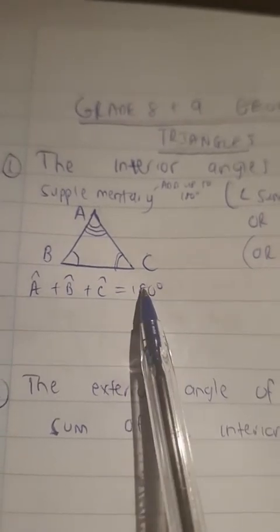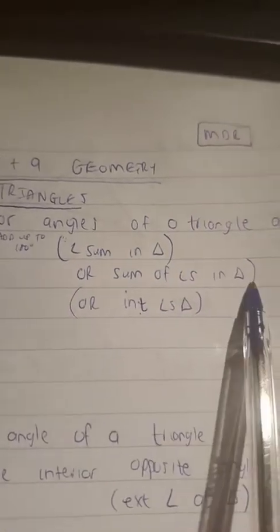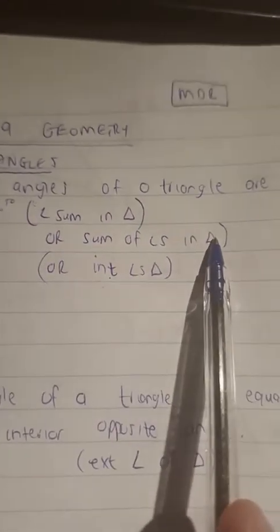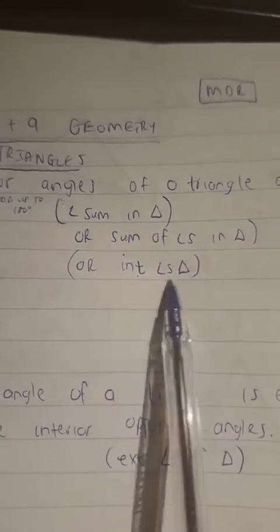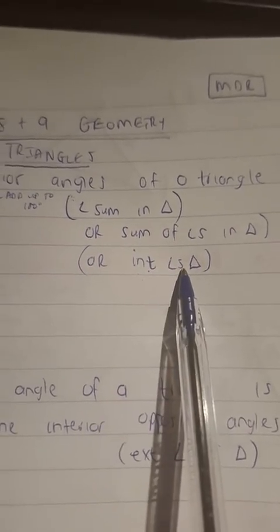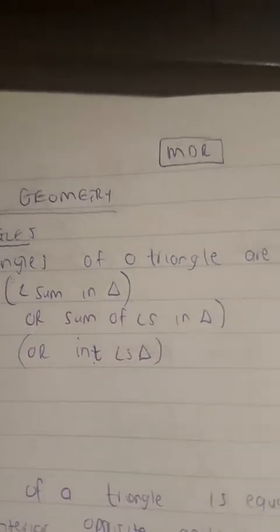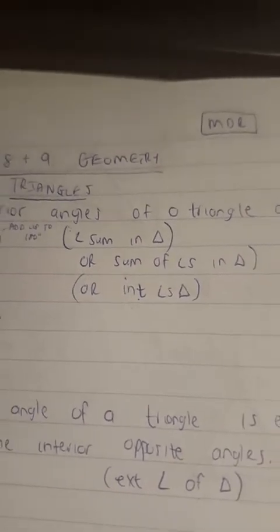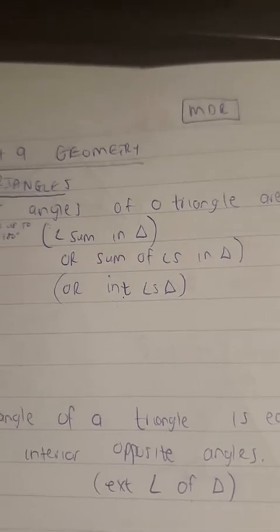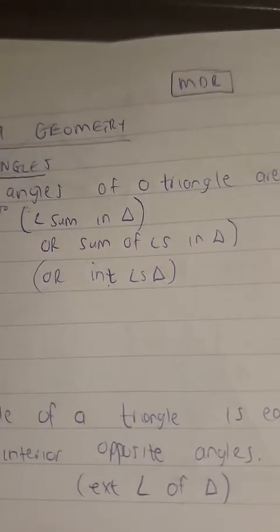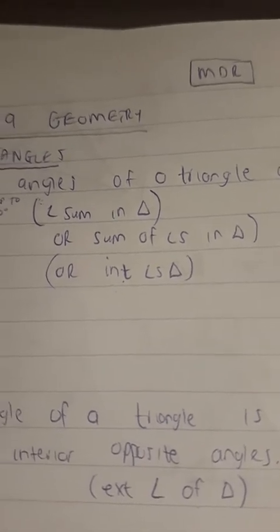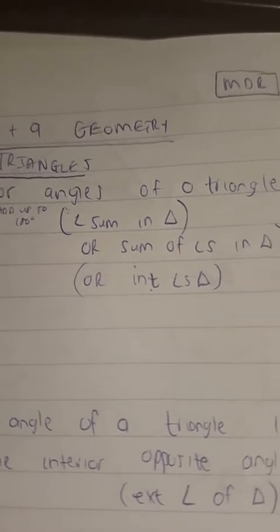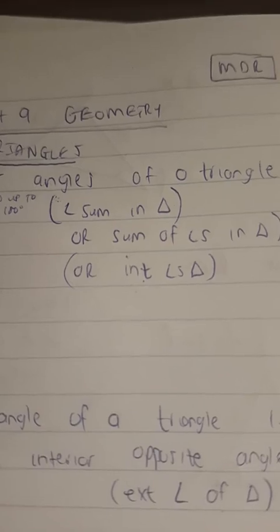So what are people saying? Are we together? Are we lost? Do you need further explanation? Is the theorem statement clear? The interior angles of a triangle are supplementary, meaning angle A, angle B, angle C, all three angles should add up to 180 degrees. Our reason, we can write one of three of these reasons. We could write this one, we could write that one, or we could write this one.